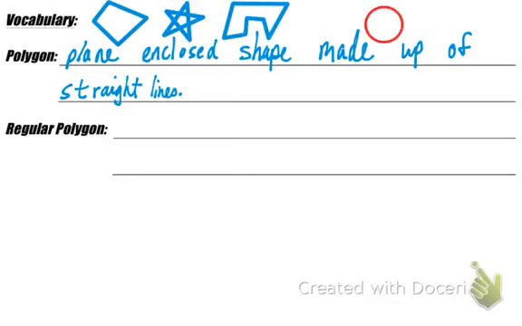And then non-examples, we have a circle, or what looks to be a circle, and another figure with two straight lines, but yet it has a curvy side right here. So these are non-polygons, these are polygons.